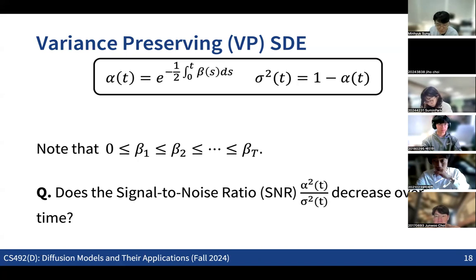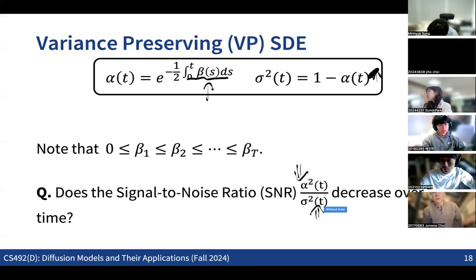Actually, we can quickly go through this. Beta t is a non-decreasing function, and we are accumulating beta t over the time step t, which means this integral is increasing. But we are taking the exponential of the minus of this integral, so alpha t should be decreasing. And sigma squared is defined as 1 minus alpha t, which means it should be increasing. Now we are dividing alpha squared by sigma squared, so the whole thing should be decreasing, right?